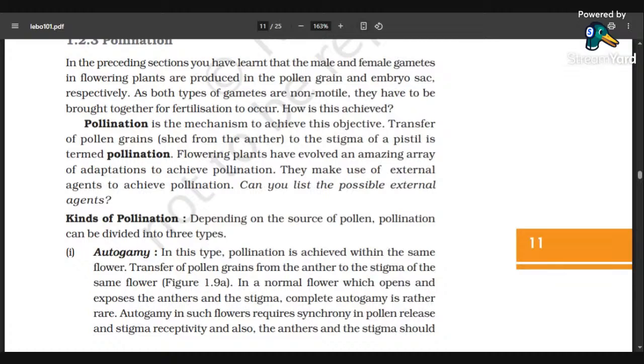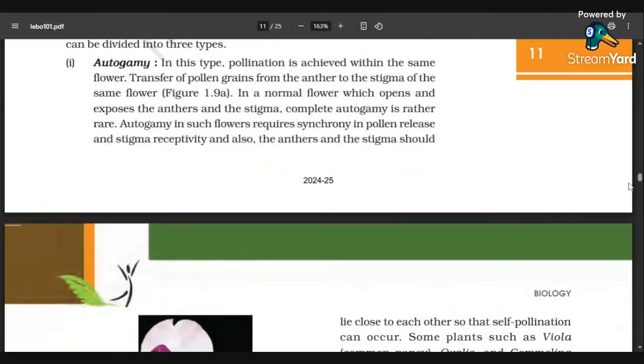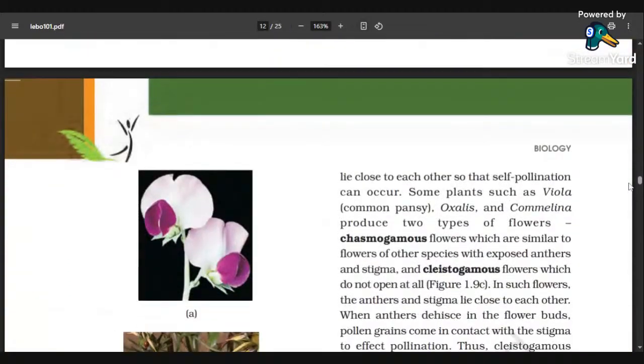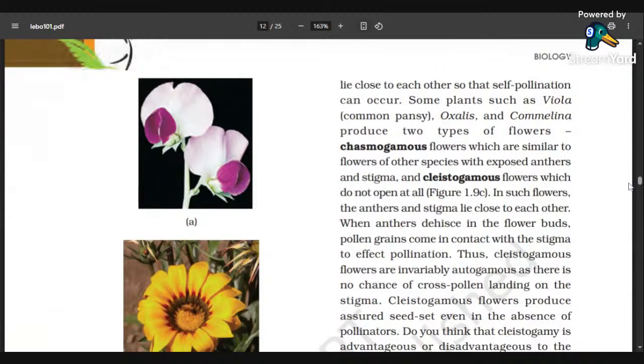Some plants such as viola, common pansy, oxalis, and commelina produce two types of flowers. Chasmogamous flowers, which are similar to flowers of the other species with exposed anther and stigma, and cleistogamous flowers, which do not open at all. In such flowers, the anther and the stigma lie close to each other. When the anthers dehisce in the flower buds, pollen grains come in contact with the stigma to effect pollination. Thus, cleistogamous flowers are invariably autogamous as there is no chance of cross-pollen landing on the stigma. Cleistogamous flowers produce assured seed set even in the absence of pollinators. Do you think that cleistogamy is advantageous or disadvantageous to the plant? And why?